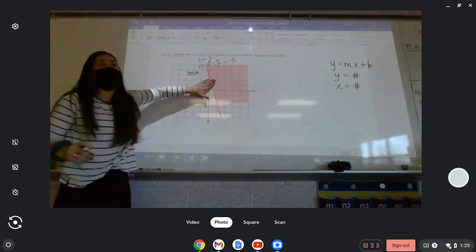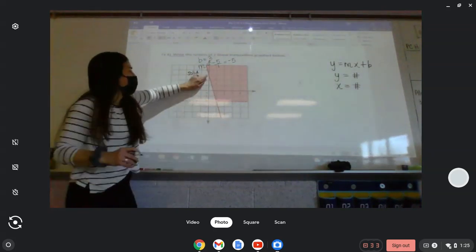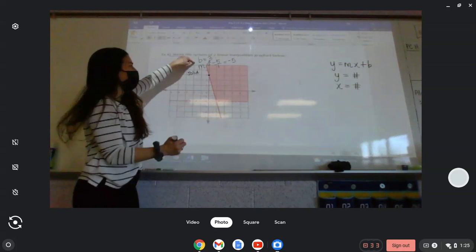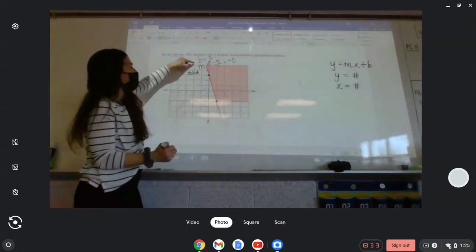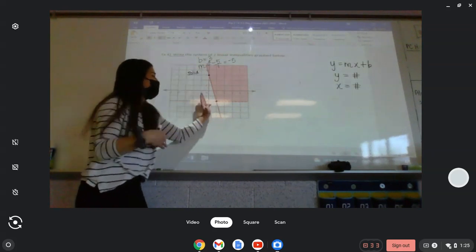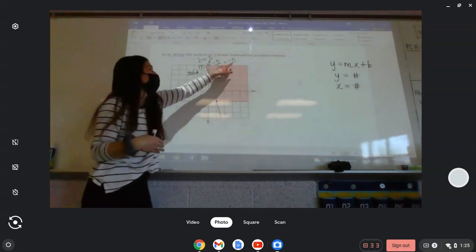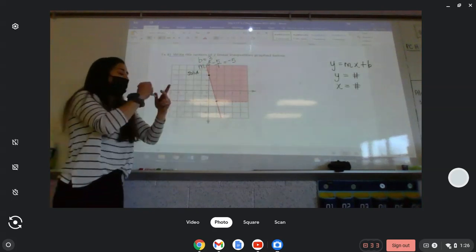Okay, if we do the slanted line first, he's going to be in mx plus b form. He had a y-intercept at 3. If I look at the next good point, it's right there, which means I had to drop down 5. My rise is -5. I had to go to the right 1. My run is 1, so my slope is -5. It's clearly a solid line, and I get it.